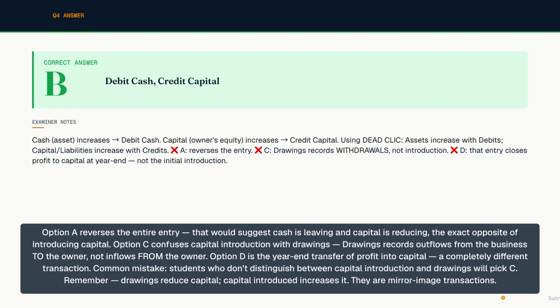Option C confuses capital introduction with drawings. Drawings records outflows from the business to the owner, not inflows from the owner. Option D is the year-end transfer of profit into capital, a completely different transaction. Common mistake. Students who don't distinguish between capital introduction and drawings will pick C. Remember, drawings reduce capital. Capital introduced increases it. They are mirror image transactions.